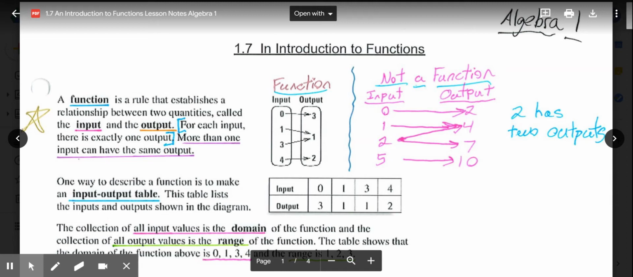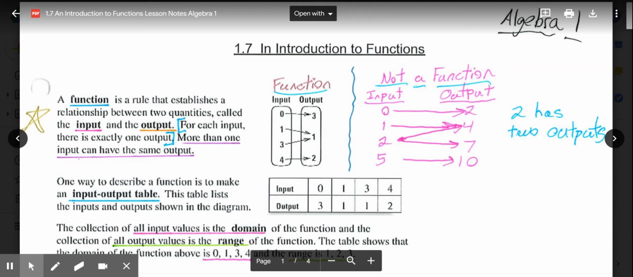More than one input can have the same output. So two different inputs could have the same output, but one input cannot have more than one different output.